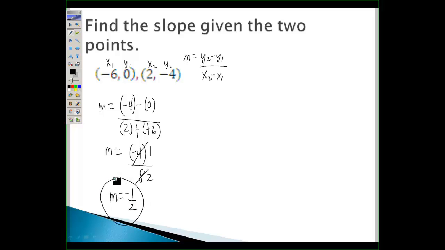Okay, so we went through that one a little quicker. I may refer to slope as the change in y over the change in x, because as you can see, this calculates the change in y, this calculates the change in x. So if you hear me say that, that's what I'm talking about. The change in y over the change in x. That's what slope is. Okay? So here we go. Let's do another one.